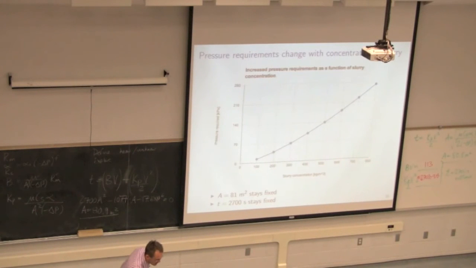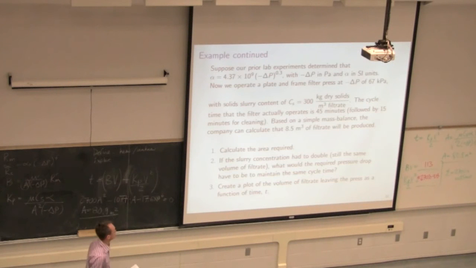It's asking here that if we choose to operate this unit with double the slurry concentration, okay, think of this as exactly what companies like to do. You've now spent hundreds of thousands of dollars, maybe millions, on that plate and frame press. It's not a cheap piece of equipment. You now want to increase the throughput to it, i.e. you want to process more solids in your company.